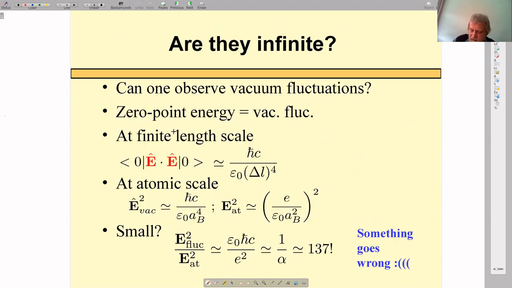Let us now try to understand if these fluctuations are really infinite. They would be infinite only if we could compare them with some other case, something which we know, which we can compare with. So for this, let us do some estimation.